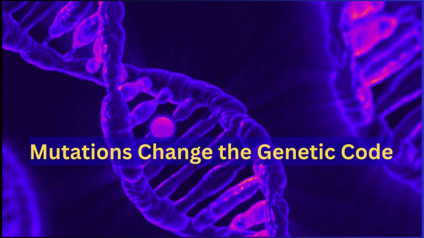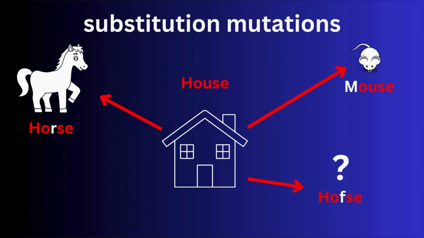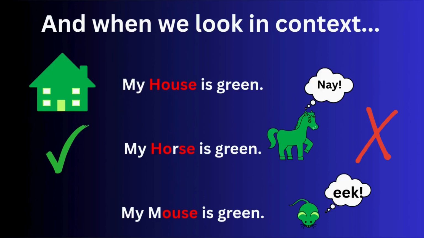Mutations change the genetic code, and there are various ways in which it can be done. For now, we'll use the analogy of changing words at random to understand a little more how mutations work. Substitution mutations change letters in the code. We can see straight away that sometimes the change makes sense and sometimes it doesn't. And even when it seems to make sense, sometimes it doesn't make so much sense when we look in context. A house may be green, but a horse and a mouse is hopefully not.